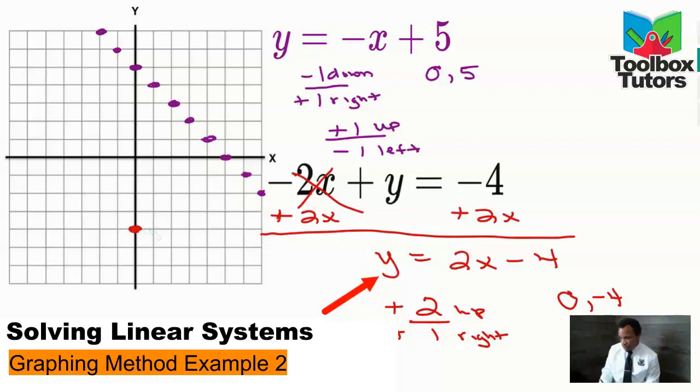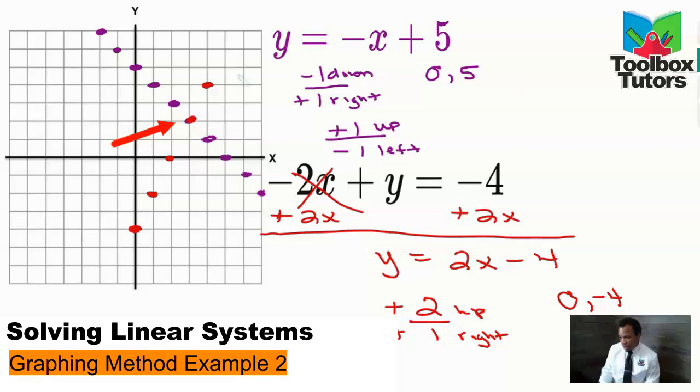And our slope is 2 up, 1 right. So 2 up, 1 right, 2 up, 1 right, 2 up, 1 right. And notice that we have a common point right here. This would be our solution.